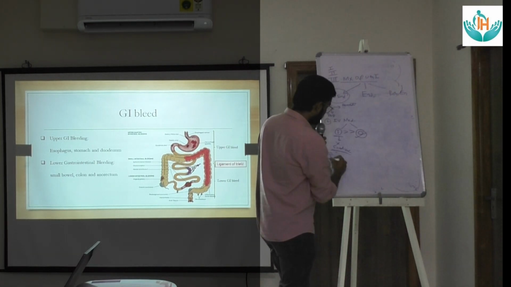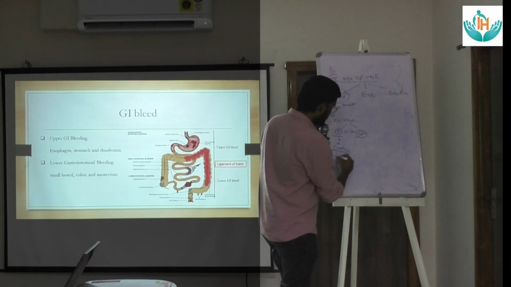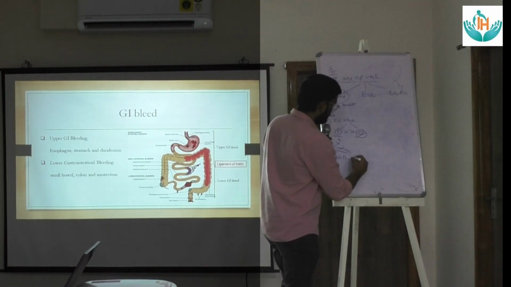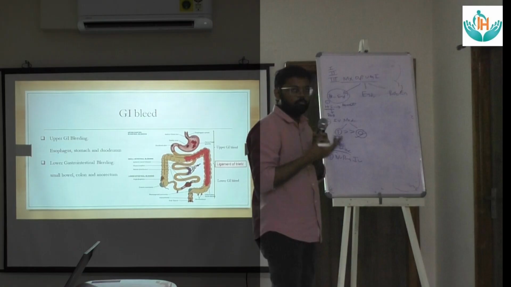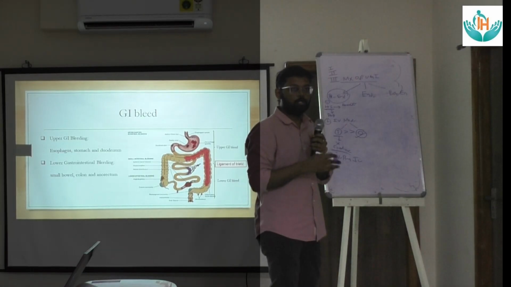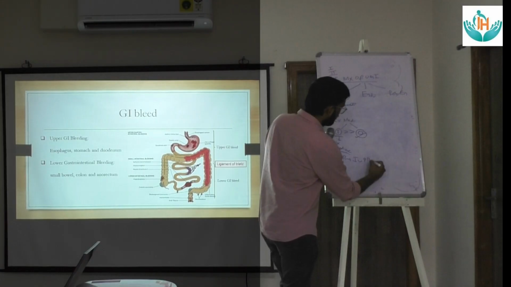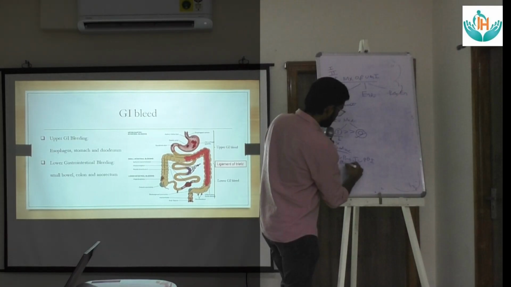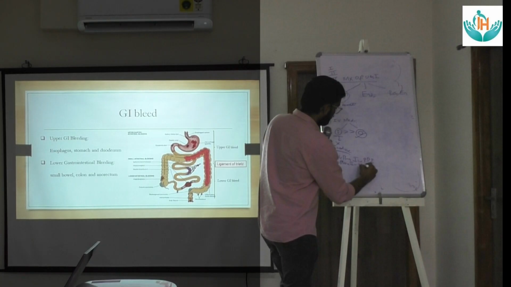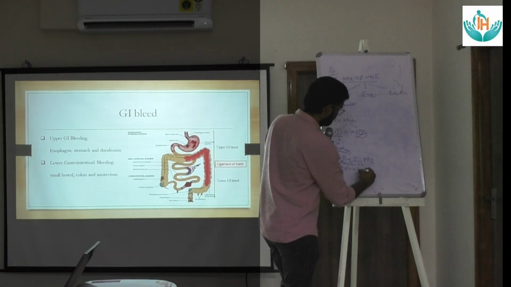And other drugs: if the patient has a non-variceal bleed, we should start him on IV PPIs because the most common cause is gastric ulcer. So we should reduce the acid production. So we should give PPI. IV PPI should be given as 80 mg stat followed by 8 mg per hour infusion for 3 days.